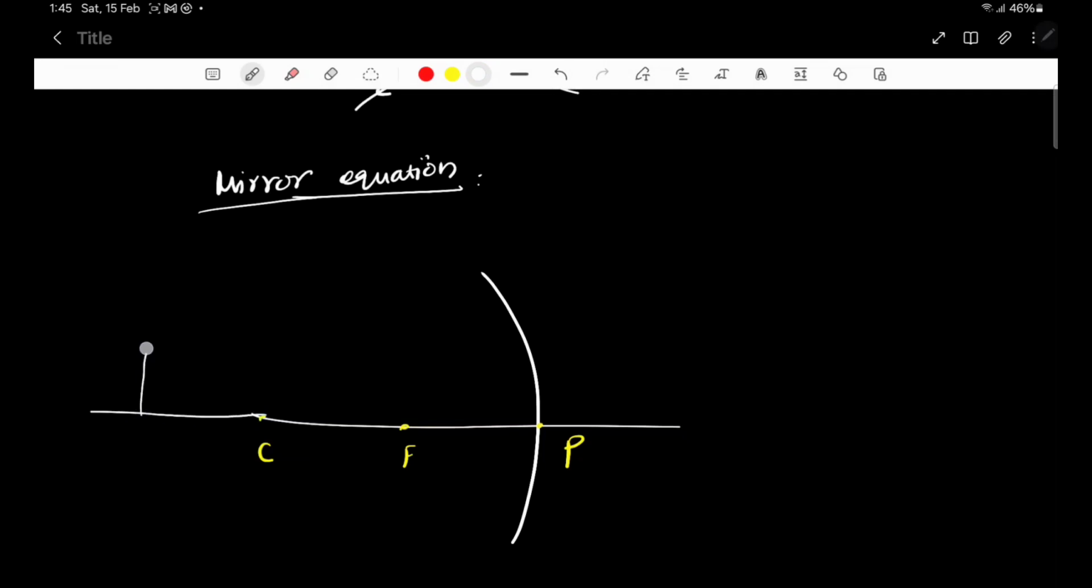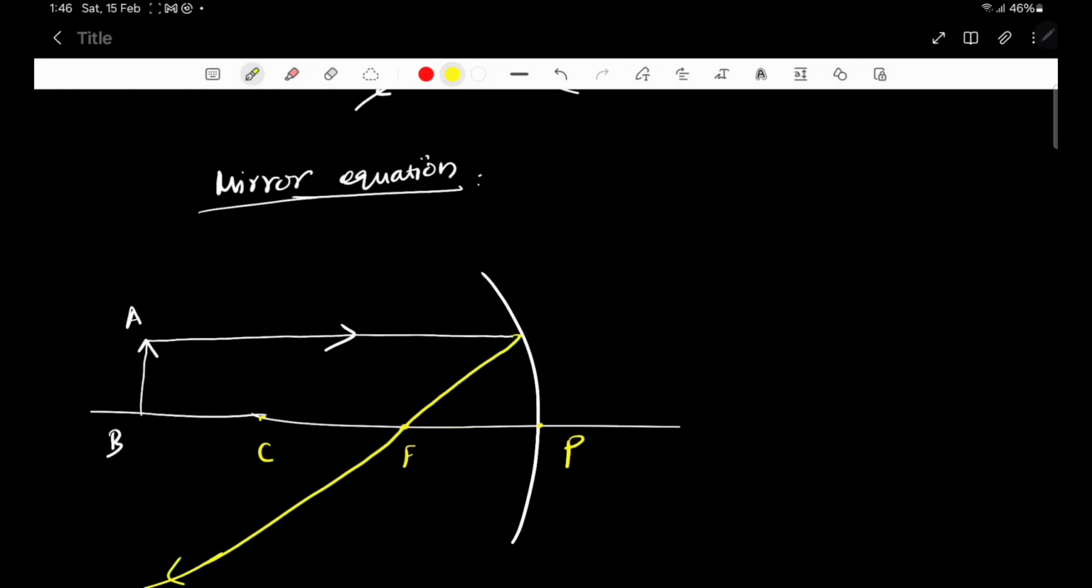Let me assume we placed an object at some position. We know what will happen, where the image will be formed, right? We have discussed that just now. But now we can develop the mathematical equation for it. From the top tip of the object, we can consider one light ray which is parallel to the principal axis. After getting reflected, that light ray will pass through the focal point. We can consider one more light ray also.